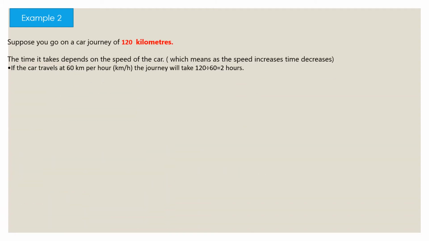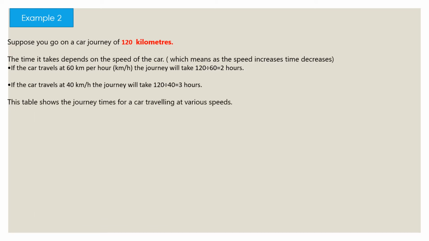Here is a real life example. Suppose you go on a car journey of 120 kilometers. The time it takes depends on the speed of the car, which means as the speed increases, time decreases, and vice versa. When the speed decreases, time increases. If the car travels at 60 kilometers per hour, the journey will take 120 divided by 60 hours, and so on. The table shows the journey times for a car traveling at various speeds.